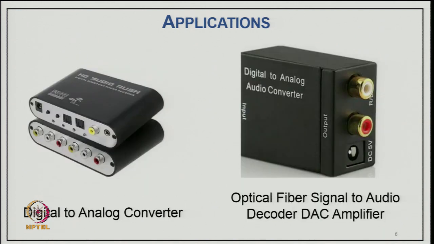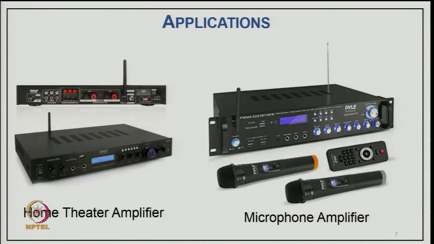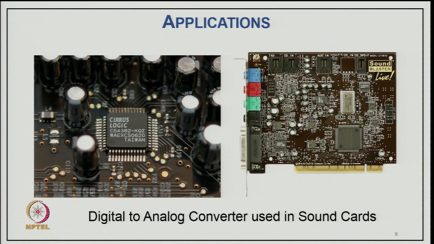Then we use it in the digital to analog converter. We get a digital signal normally from the digital processor, but most of the processes which practically exist normally operate with analog signals. So, we have to convert the digital signal into an analog signal, typically to give to a physical system. Then there is the optical fiber signal to audio decoder, digital to analog converter, home theater amplifier or microphone amplifier, and a digital to analog converter used in a sound card.